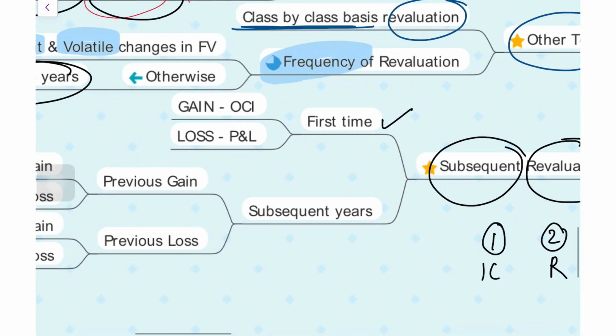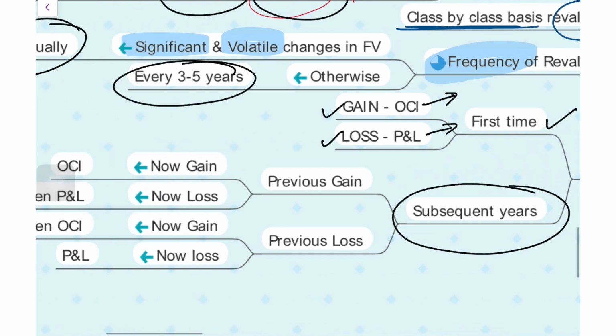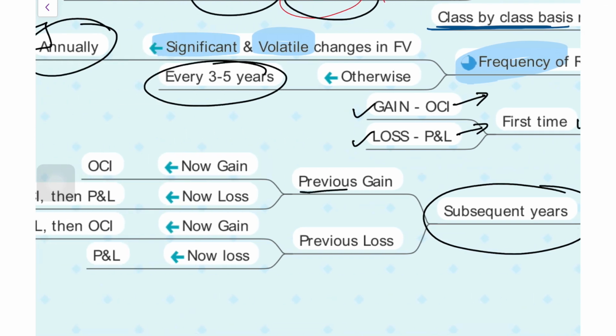So what happened the first time when you did your revaluation, what would you have done? If there was any gain, you would have put the gain in your other comprehensive income, in your OCI. Okay. If there was any loss, you would have put it in the P&L account. So if there was a revaluation gain when you did it for the first time, it would go into OCI. And if there was a revaluation loss, it would go into P&L. That was the first time. Now what about after the first time? What about the subsequent years? Okay.